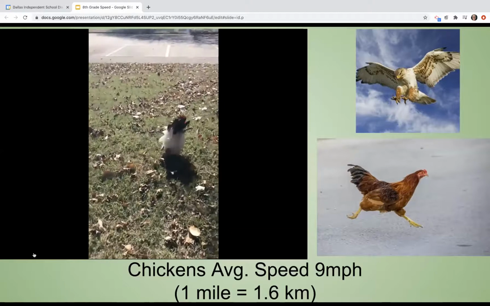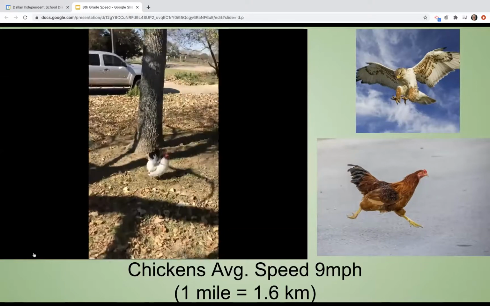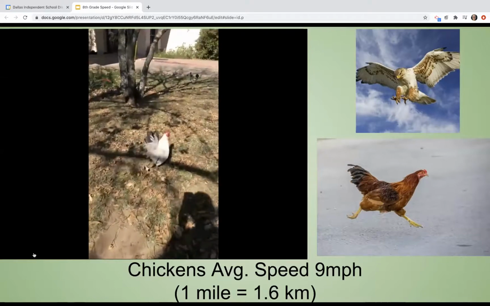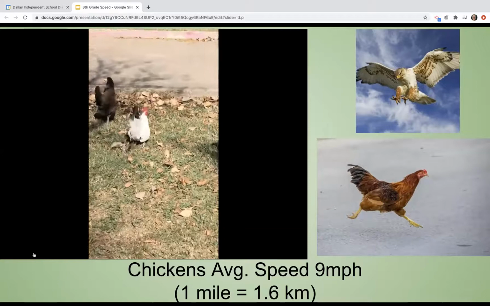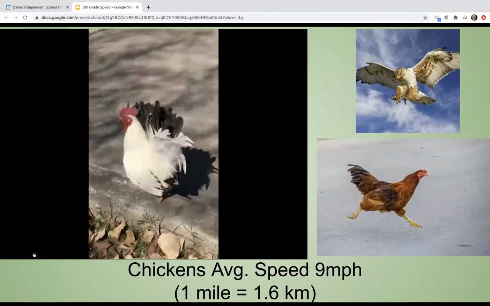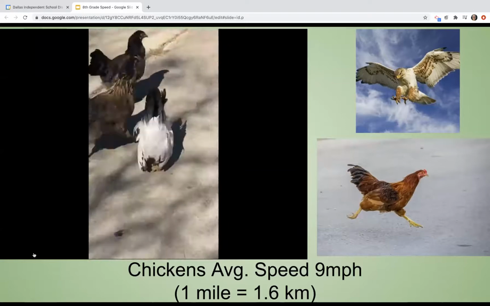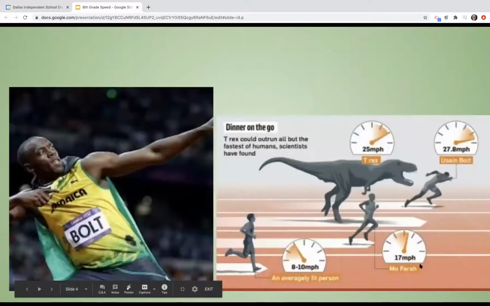But chickens are prey animals. We have lots of predators out here at the Environmental Center that would love to eat them. We have hawks, we have bobcats, coyotes, even some snakes. So they do have adaptations that allow them to escape predators, and running is one of them. So that's the chickens.